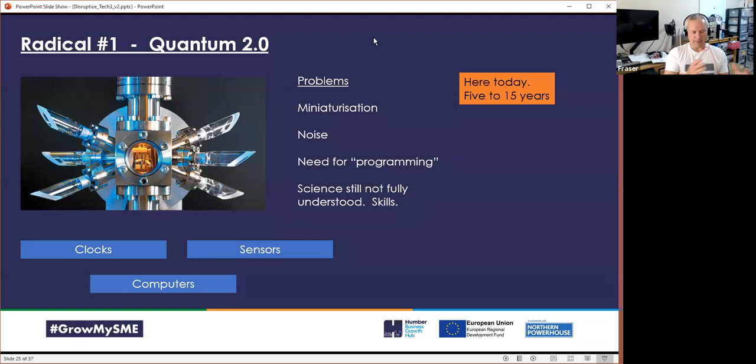So let me dig deeper into some of these radical technologies which are on the horizon, which I think you need to know about. The first one is quantum 2.0. And you may have heard a lot about quantum. It's a branch of physics which is very new, still not fully understood.